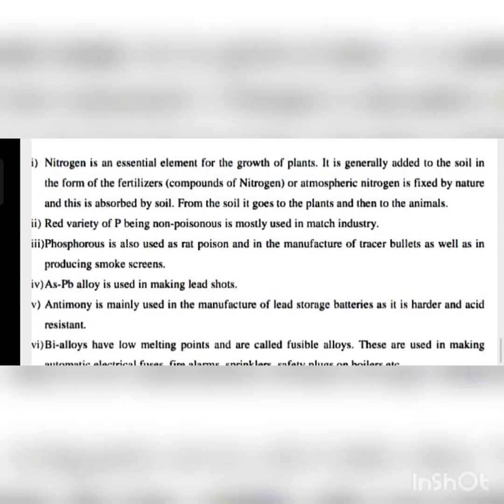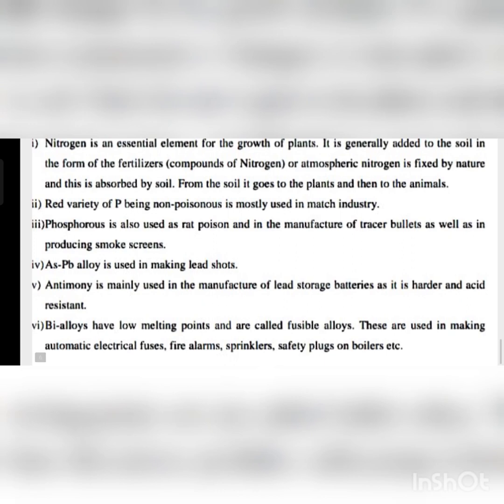Fifth, antimony is mainly used in the manufacture of lead storage batteries as it is harder and acid resistant. Sixth, bismuth alloys have low melting points and are called fusible alloys. These are used in making automatic electrical fuses, fire alarms, sprinklers, safety plugs on boilers, etc.